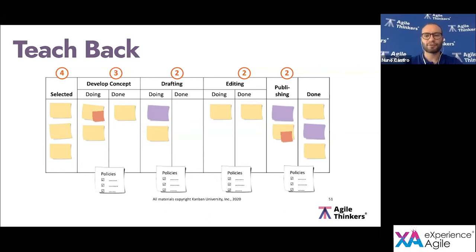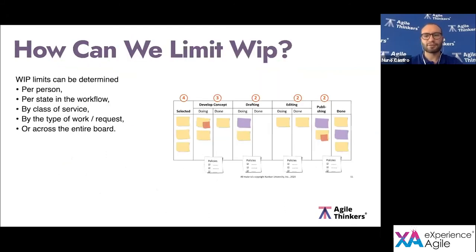Okay, very clean board. All right, so basically there are several ways that we can limit WIP. Actually, we can limit WIP by person, by state, by flow, by class of service, across an entire board. You can be creative with this. There's no one specific way to limit WIP. Just see which one works better for your team and try.